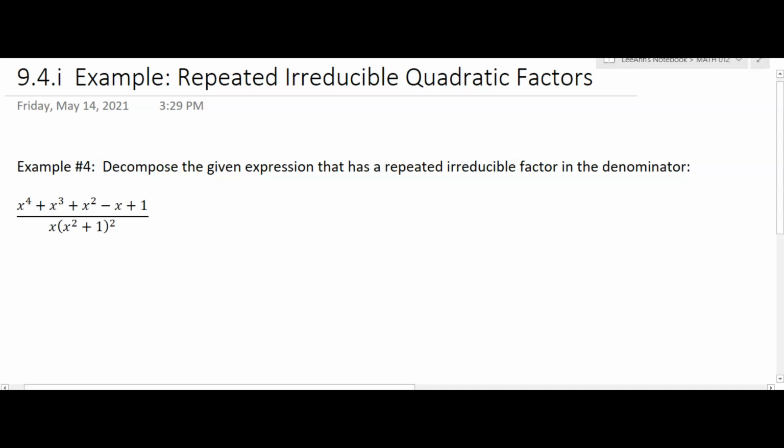Okay, so here's our example. We want to decompose a given expression that has a repeated irreducible factor, quadratic factor, in the denominator. Okay, look at that numerator. 5 terms, but that's okay.